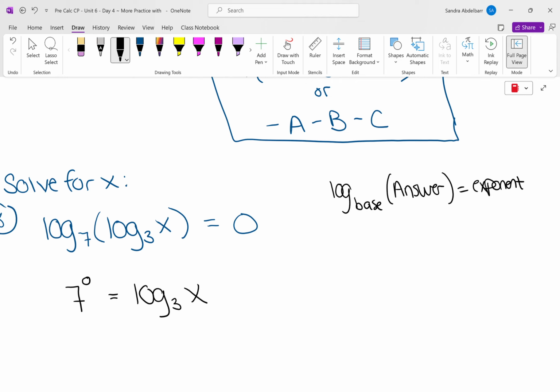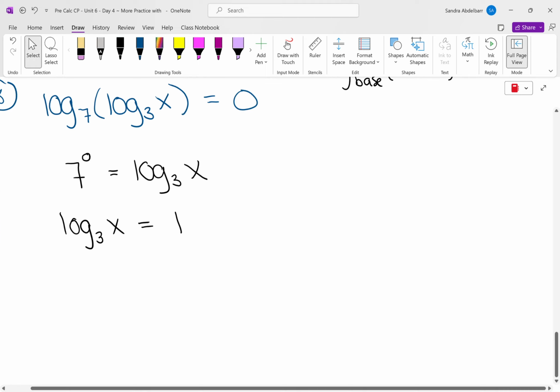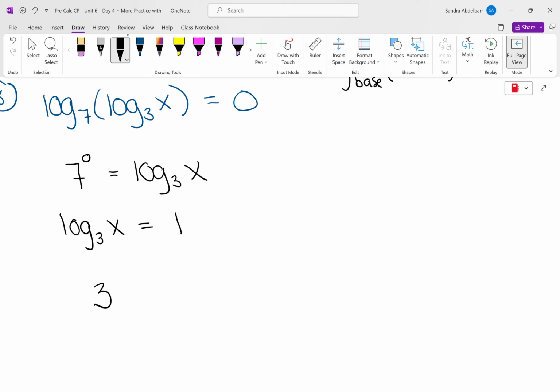This is multiple steps. We're not going to get the answer in just one step. Well, what's anything raised to the 0 power? 1. So now this is saying log base 3 of x is equal to 1. Guess what I'm going to do all over again? Change it into exponential. My base is 3. This time my exponent is what? 1, and that equals x. So what does x equal? 3 to the first, which is just 3.